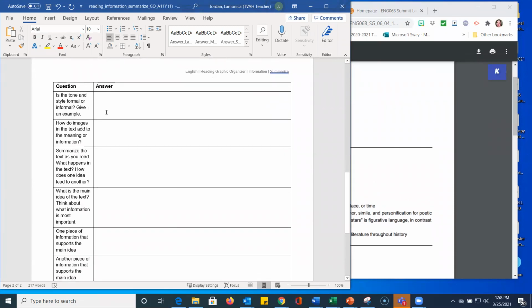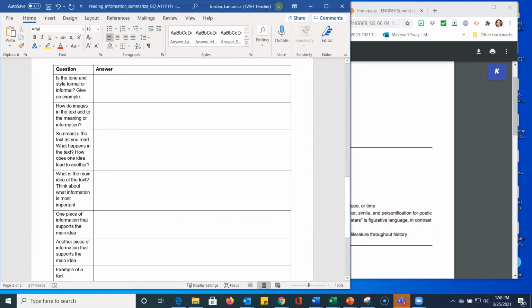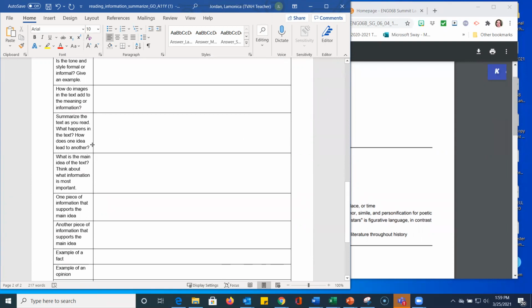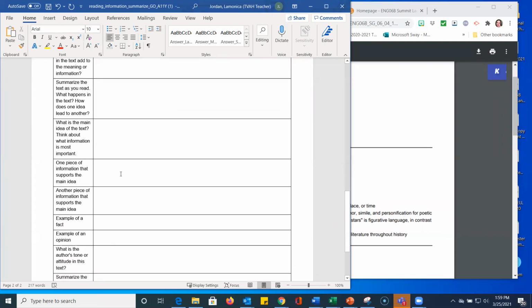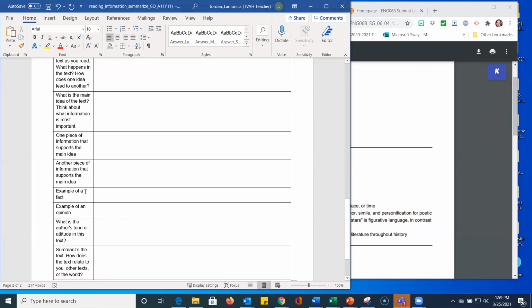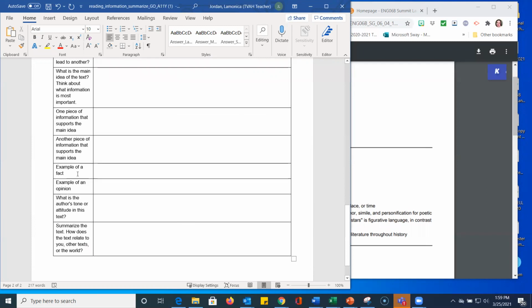What is the tone of the poem? How do the images or text help you know the meaning? Summarize that text. What happened in the poem? What is the main idea of the poem? One piece of information that supports that main idea. Another piece. Give an example if it has a fact, an example of opinion. You might not be able to fill out all these with a haiku poem because they're very short, but if it's there, you can put it.